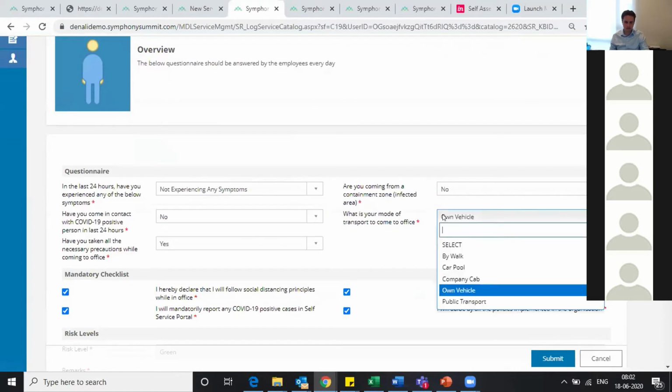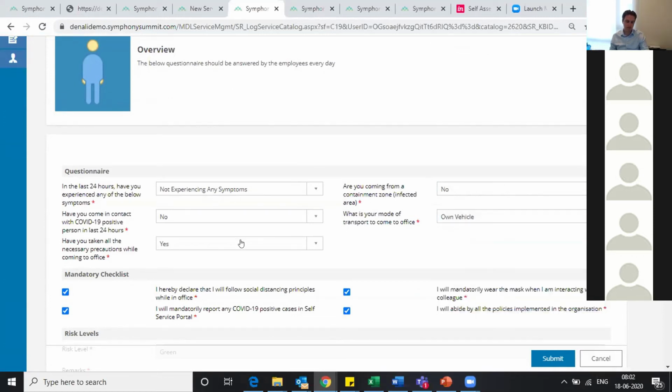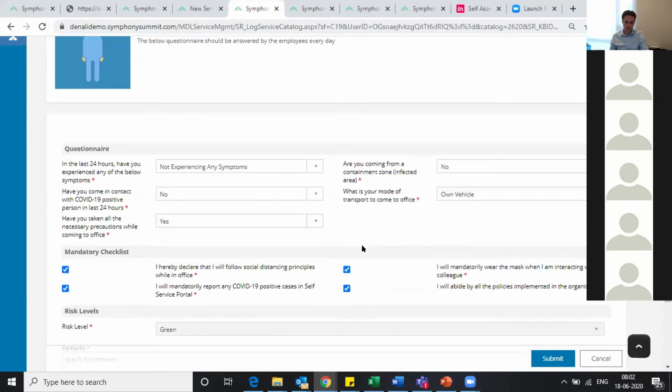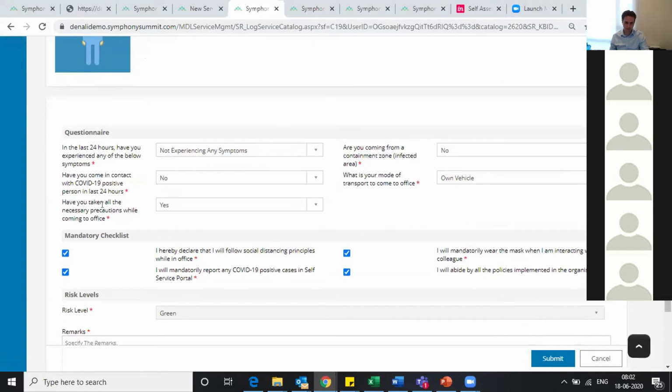What is your mode of transport to come to office? So are you coming by carpool or by cab or by public transport or by your own vehicle? Have you taken all the necessary precautions while coming to office? So these are some of the questions which you can see. However, in case you want to add more responses to this or probably add more questions, that's completely configurable. So you can do it yourself and then have this spin out for your organization.